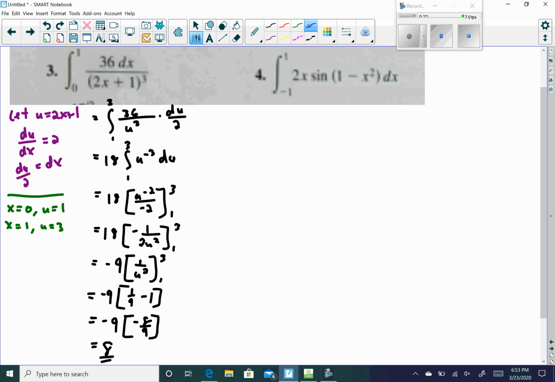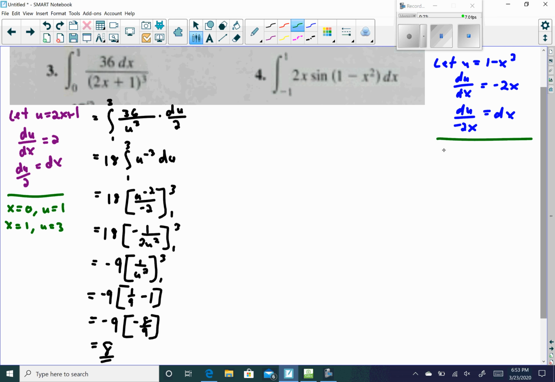Alright, in number 4, we're going to let u equal 1 minus x squared. Then du over dx is going to equal a negative 2x, and then dx is going to equal du over negative 2x, which is good because there's a 2x in the problem that I want to get rid of. I'm also going to switch here, so when x is negative 1, u is going to equal 1 minus negative 1 squared, so u is actually going to equal 0. And then when x is 1, u also equals 0.